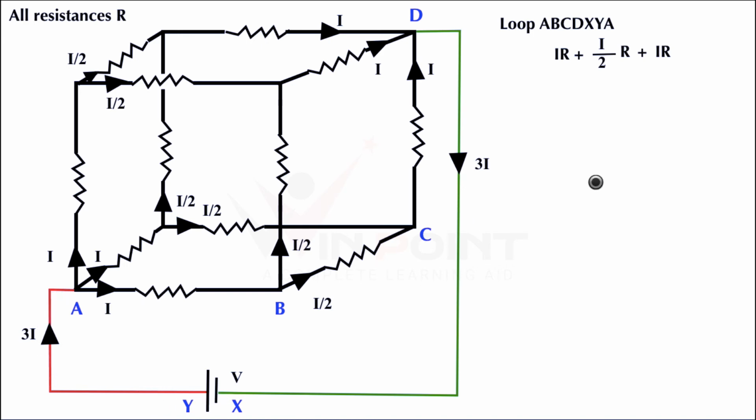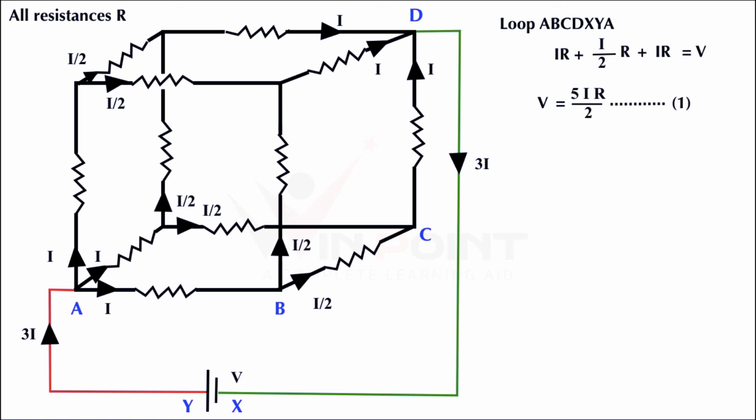Now we can discuss the voltage. Here the voltage is V. So we can write, I am starting from negative and I am reaching positive, right? So it will be plus V. What we are getting, if we add all this, is V equal to 5IR by 2. Just by addition of these fractions, we get 5IR by 2. This is equation number 1.